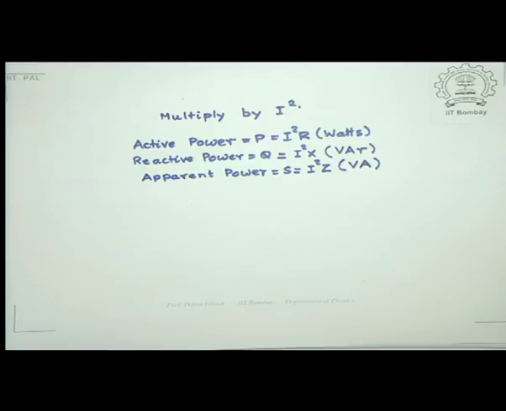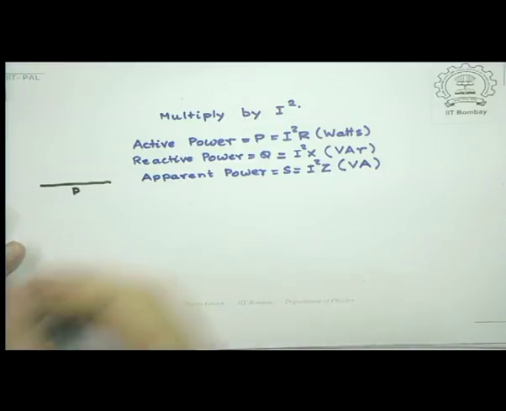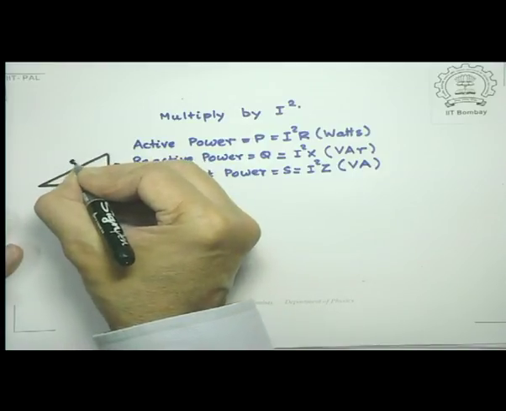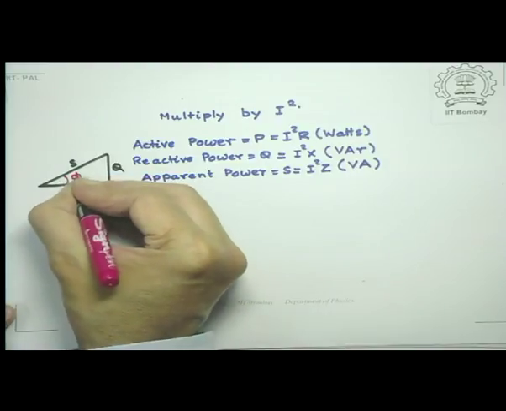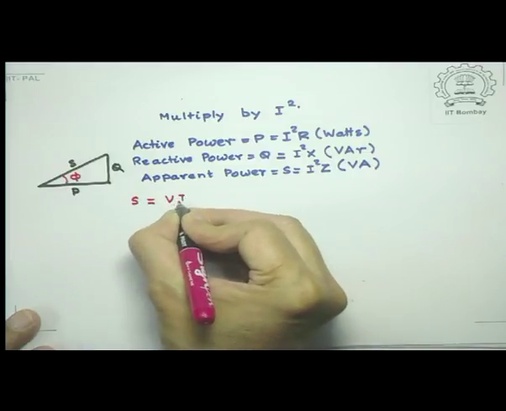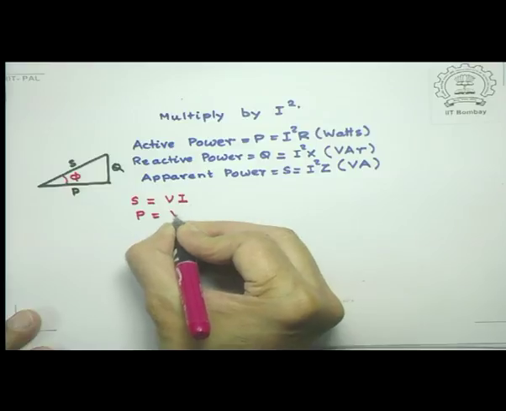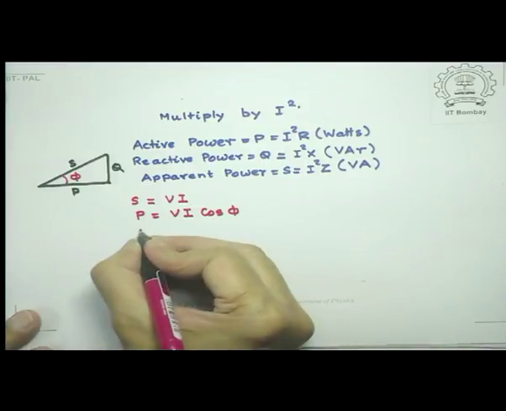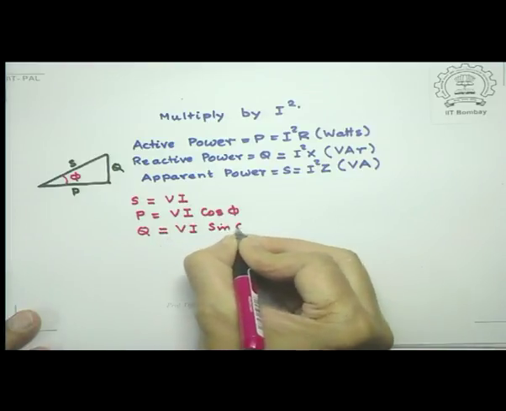So let us draw this triangle here. This is the side P, which is my active power. This is the side Q, which is the reactive power, and this is the side S, which is the apparent power. And this angle here is phi, cosine of which is the power factor. So my S is V times I, measured in volt ampere. The side P is V times I times cosine of phi, that is measured in watts, and the reactive power is V times I times sin phi, that is volt ampere reactive.